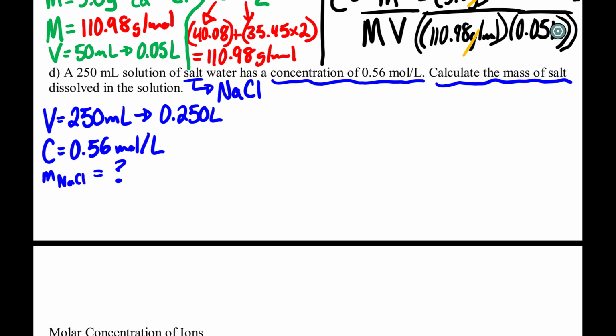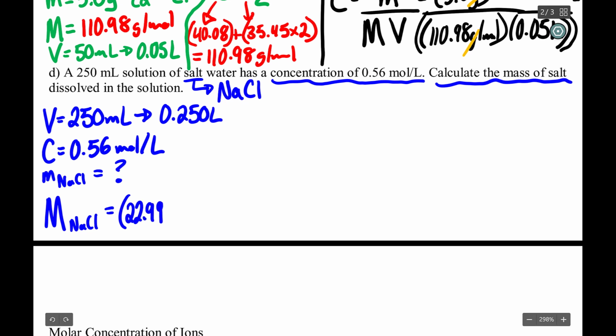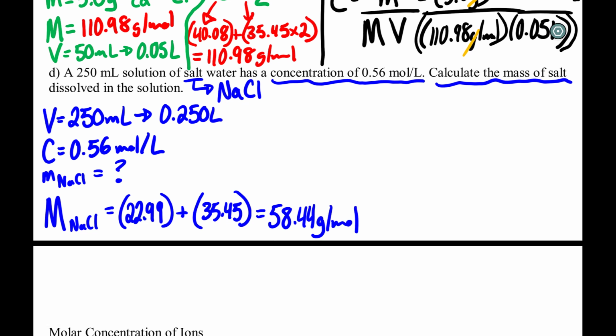And because I have mass, I know I need the molar mass of salt. So I go to my data book, I look up sodium. The molar mass of sodium is 22.99 grams per mole. And I only have one of them, so 1 times 22.99. And then I have one chlorine, so 1 times 35.45. And so the total molar mass for this compound is going to be 58.44 grams per mole.